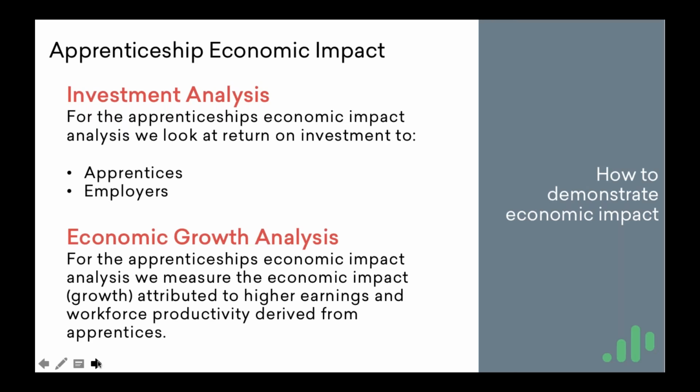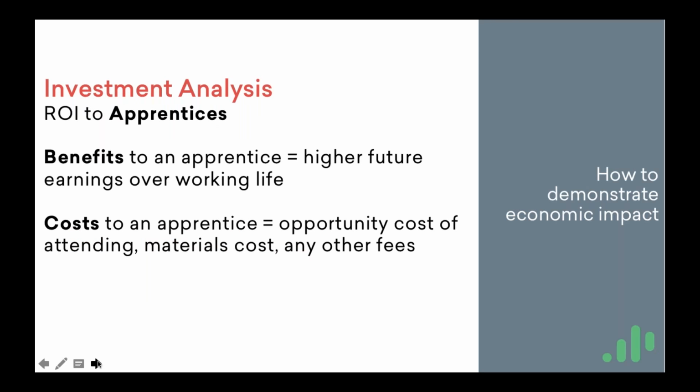Now let me expand a little bit on that and talk a little bit more about how we do it and what we report on. So firstly, return on investment to apprentices. What we do is we look at your apprentices right now and also historic volumes, and we consider the costs to those apprentices, which are things like the opportunity cost, or what they could have been earning if they'd gone straight into a job instead of attending college as an apprentice. We look at their material costs, any fees that they might have paid, any other travel costs, and so on.